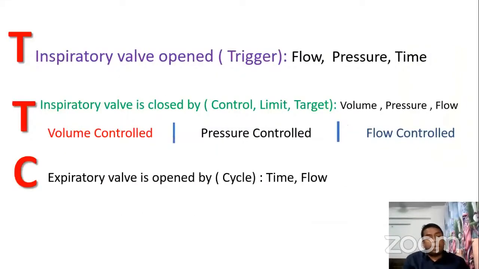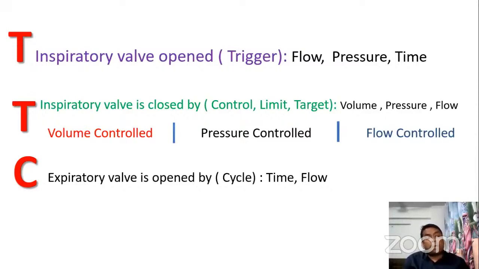So we can describe the modes of ventilation as per TTC. TTC means T for trigger, T for target, and C for cycle. We have learned that when the inspiratory valve is open, we call it trigger, and it can be opened either by change of flow, change of pressure, or in some certain time interval. The inspiratory valve is closed after delivery of some volume or pressure or flow. The process is called either control, limit, or target.